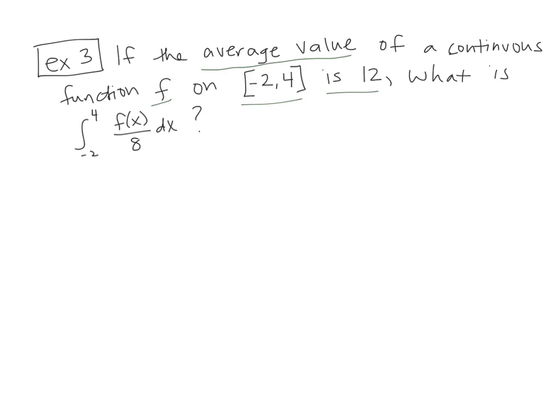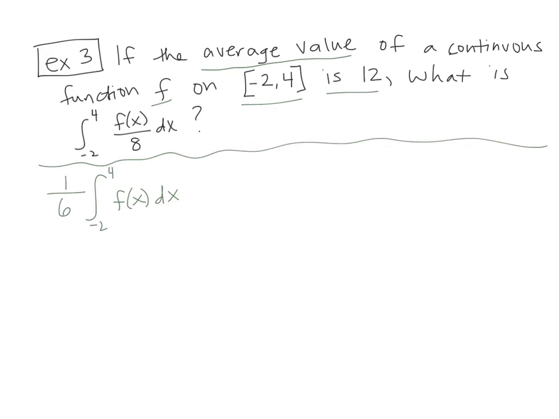So here's what we know. We know that when we find the average value from -2 to 4, okay, so how do we write that? Well, we write that like this. 1 over 4 minus -2, which is 6. So 1/6 of the integral from -2 to 4 of our function. That's the average value. Well, we know what that equals. That equals 12. The problem gives us that. It's asking us to find this right here and then it wants us to divide it by 8.